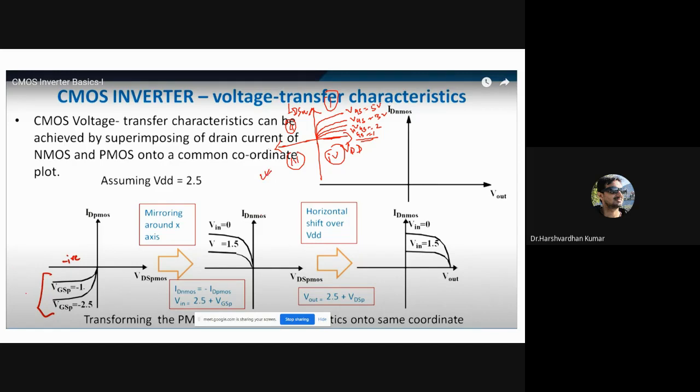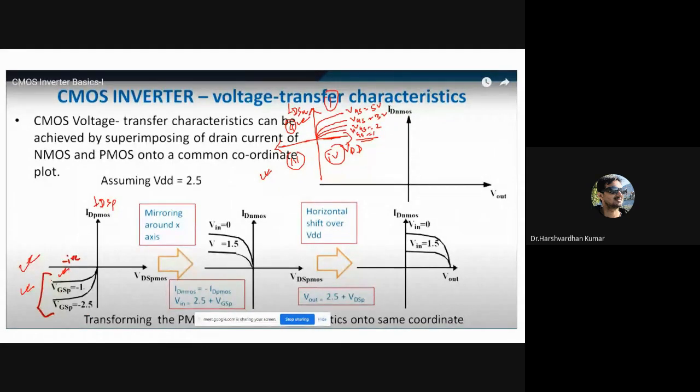So you can see here, this is IDSN, the drain to source current for the NMOS. Here I am representing the drain to source current for PMOS, IDSP. As we increase the gate to source voltage, the current is increasing with a negative VDSP, or VDS, drain to source voltage. The meaning remains the same here. So you are getting the current in the third quadrant.